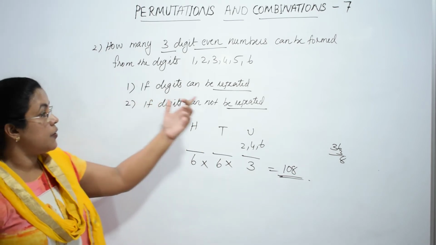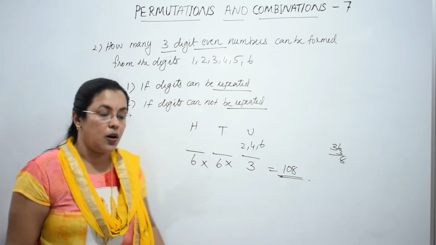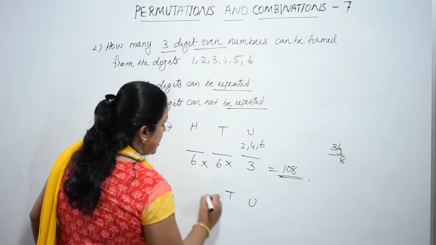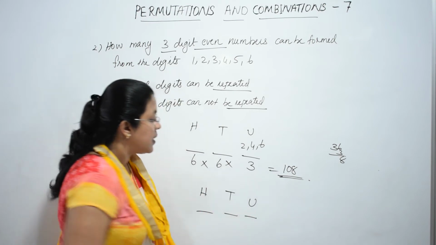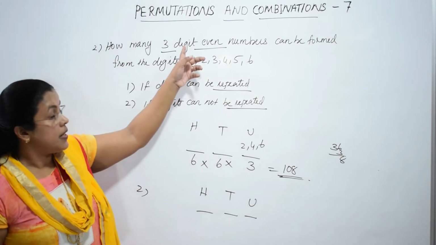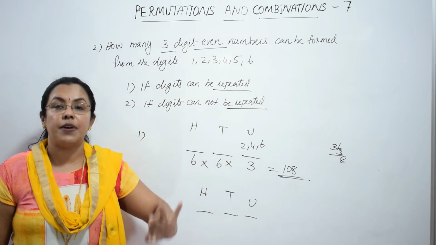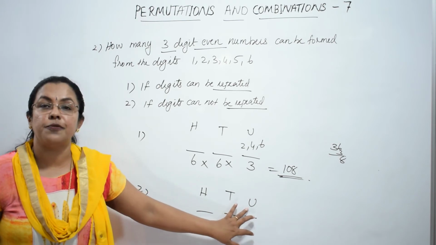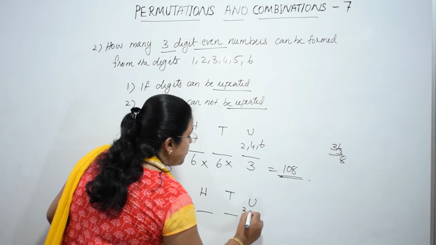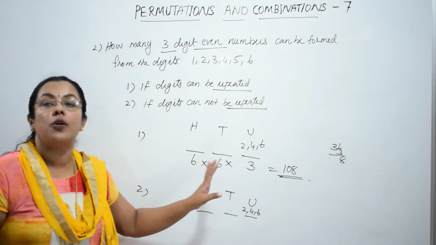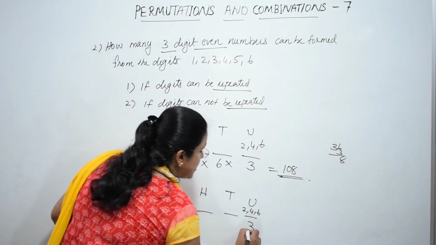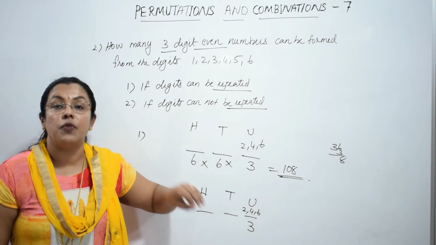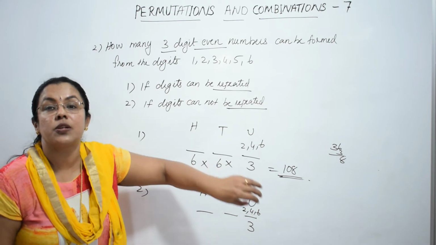Now second case, if repetition of digits is not allowed. Again, 3 places: unit, tens and hundreds place. Again, the condition is here, 3-digit even number without repetition. Condition is there, so fulfill the condition first. Unit place can be filled using 2, 4 or 6 in 3 different ways. Now, we have to fix one digit here first. We are fixing 2 here.